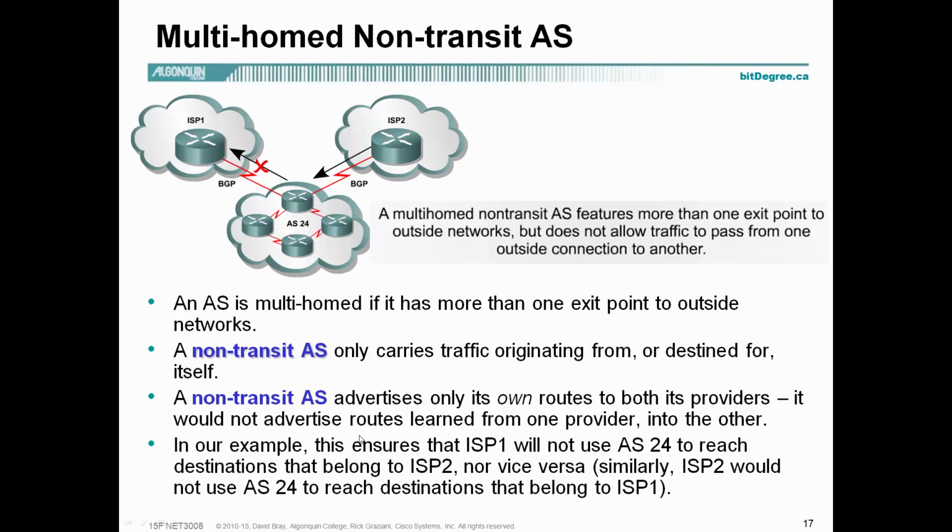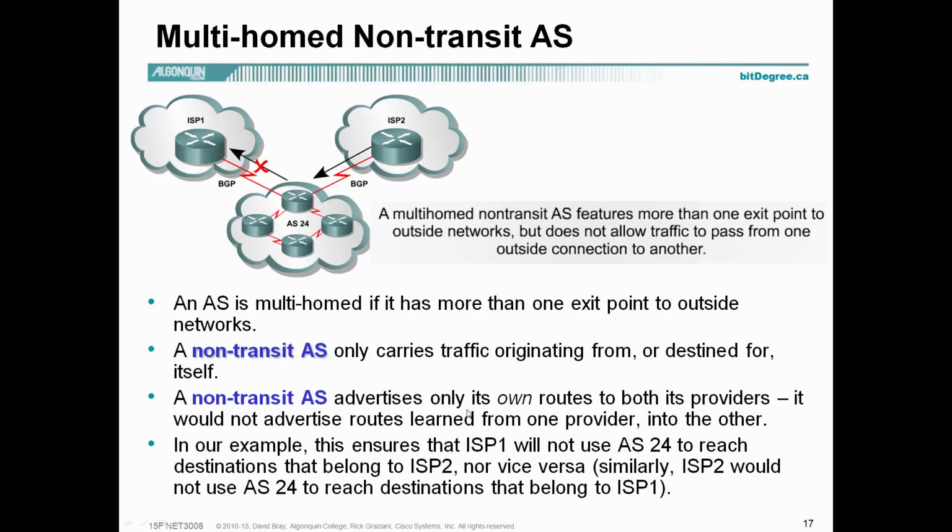Also, a non-transit AS will advertise only its own routes to both providers. It will not advertise routes learned from one provider into the other one. We'll talk more about that later, because the principle this is based on, by the way, is something I've mentioned before, and that is that every time you advertise a route, you're promising to carry traffic. So if this AS24 advertises its routes towards ISP2, then anyone at ISP2 and beyond it is eligible to send traffic towards you for those routes, right?